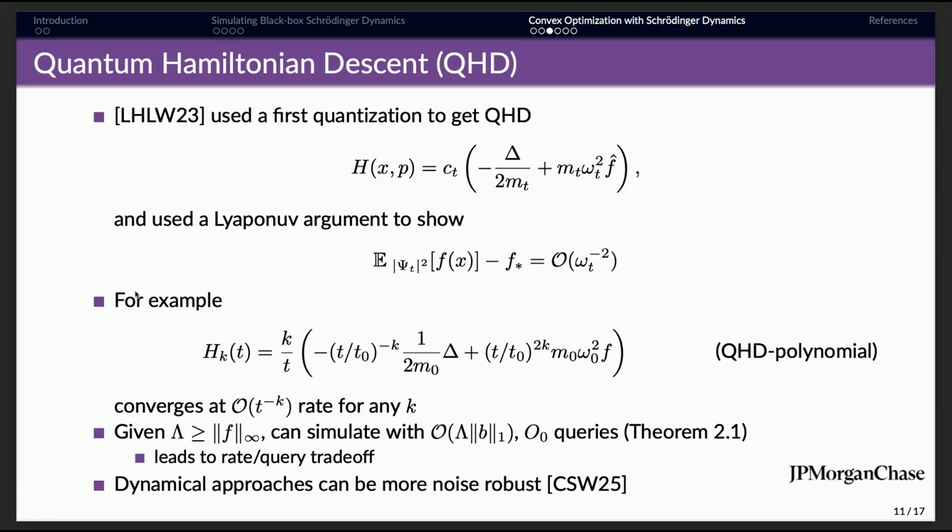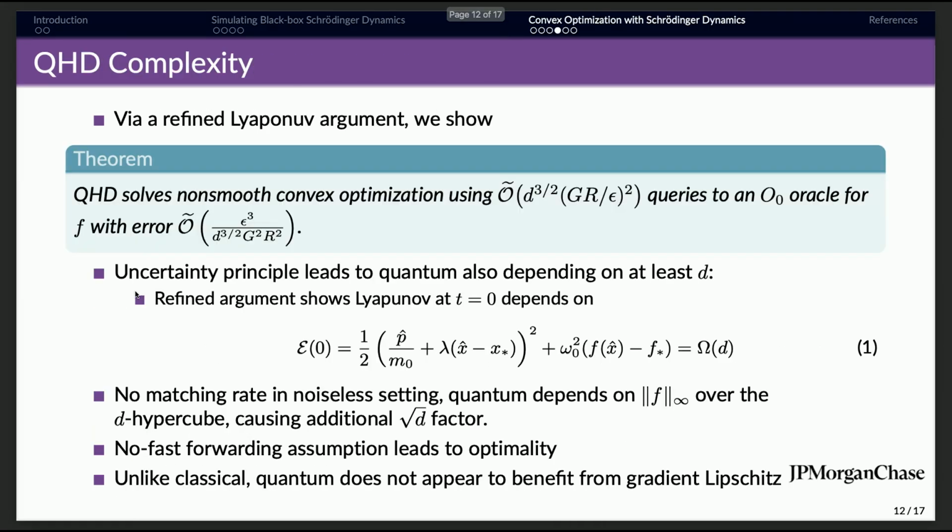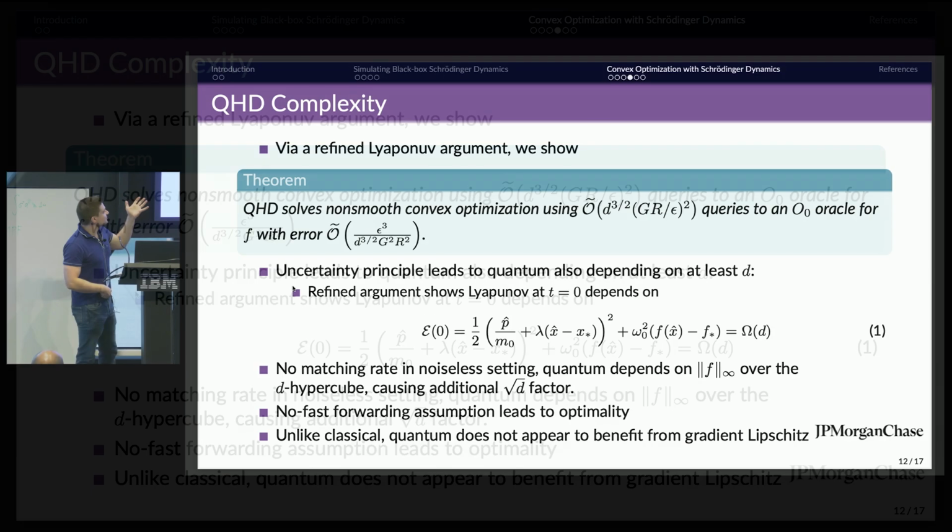So to understand the actual quantum query complexity of the quantum algorithm, you have to study the discrete version here. And dynamical approaches have been shown to be more robust than existing gradient methods. And so here we have our result on the query complexity of QHD. This is made possible by our previous simulation algorithm, Theorem 2.1, which shows how many qubits we need, et cetera. And here we have d to the 3/2.